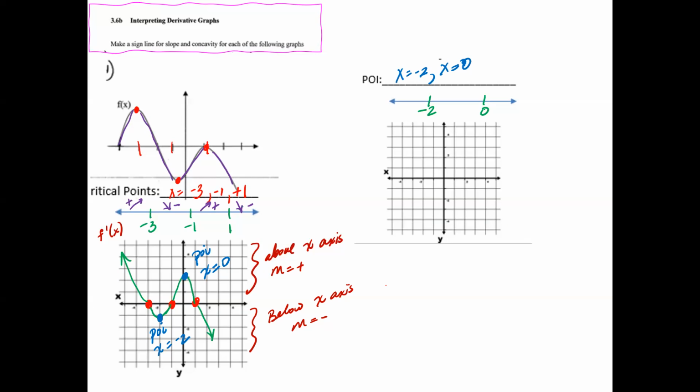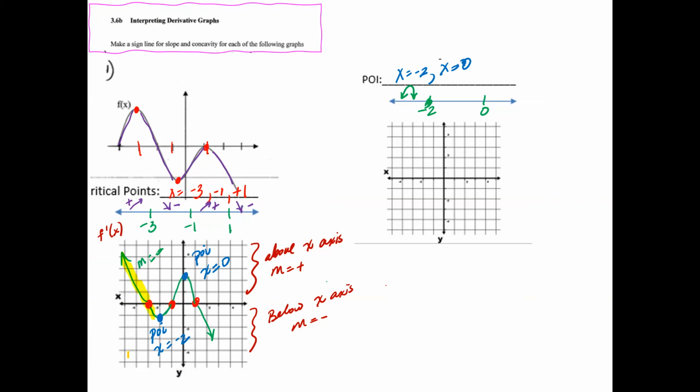And then what I'm gonna do with this is I need to take a look at my f prime of x, the first derivative, on the left side of -2 to determine whether it is concave up or concave down. So if I look on the left side of -2, it is determined by the slope. It is a negative slope, if you can see this right here. And because it's a negative slope, slope equals negative. Therefore, it is concave down, okay?